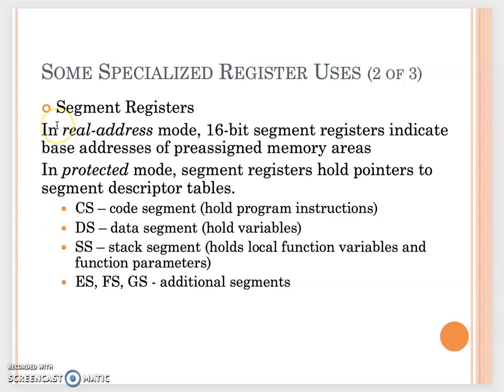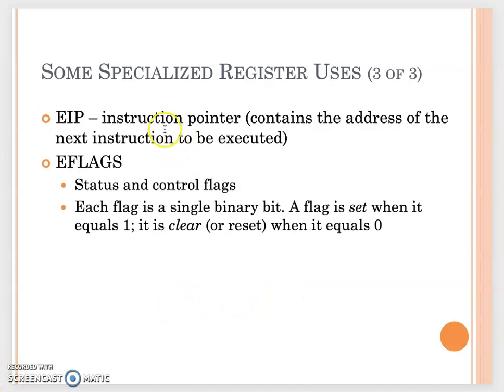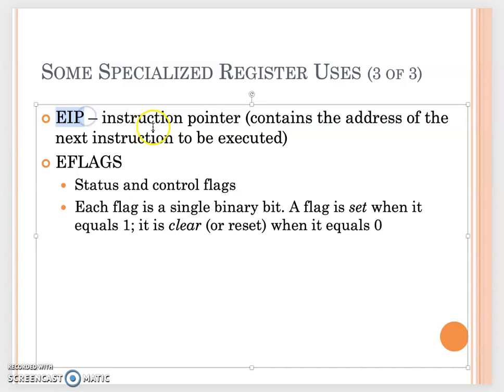We also have the segment registers. In real address mode, the 16-bit segment register indicates the base address of the pre-assigned memory area. In protected mode, the segment register holds a pointer to the segment descriptor table. In this class, we don't talk about segments that much. You just need to know CS, DS, SS refer to the segment registers. The last one is the EIP, the instruction pointer. It contains the address of the next instruction to be executed.